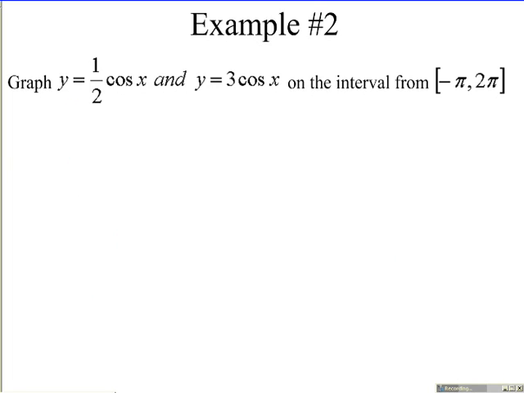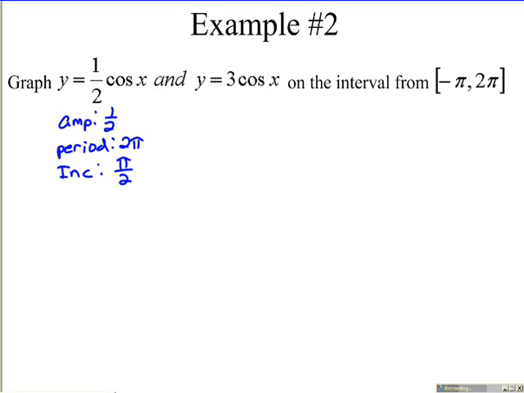Number 2, graph y equals 1/2 cosine x and y equals 3 cosine x on the interval from negative pi to 2 pi. Well, we can see by looking at these two graphs, the only thing that is different is the amplitude. Amplitude of this first graph is 1/2. Period is 2 pi, and the increment is still pi over 2.